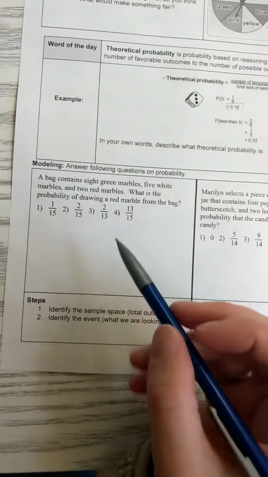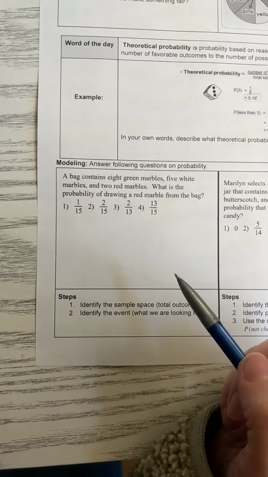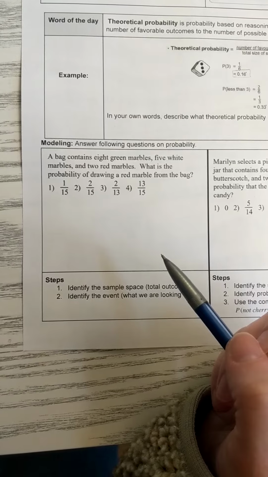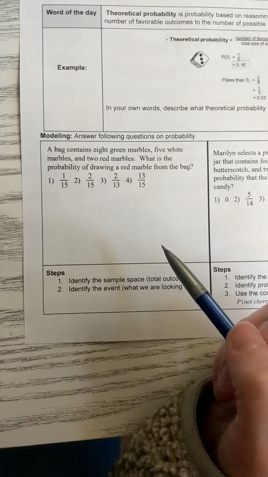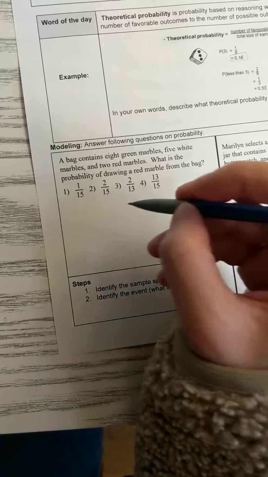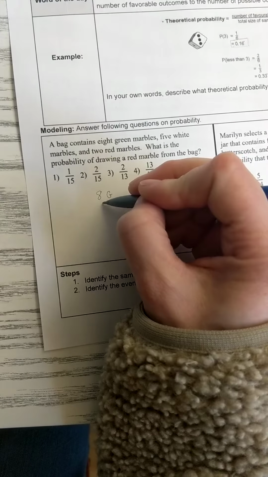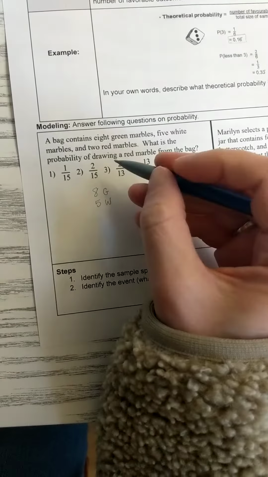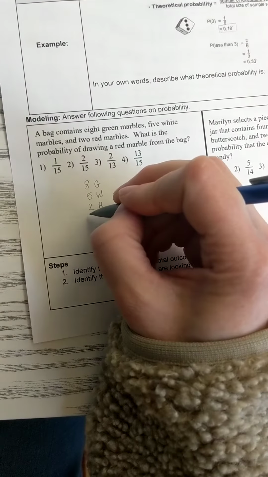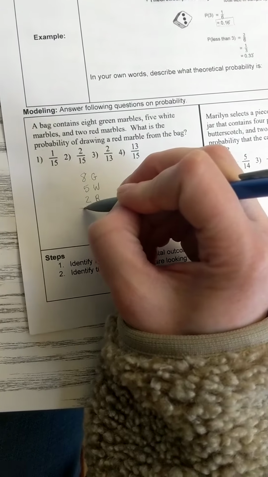So we're looking at the marble problem. Take a minute to read it. All right, so I'm just going to do a little annotating. I have 8 green marbles, so I'm going to write 8G. I've got 5 white marbles, so I'm going to write 5W. And I have 2 red marbles, I'm going to write 2R. And they're asking what's the probability of drawing a red marble from the bag. So I'm just going to total these.